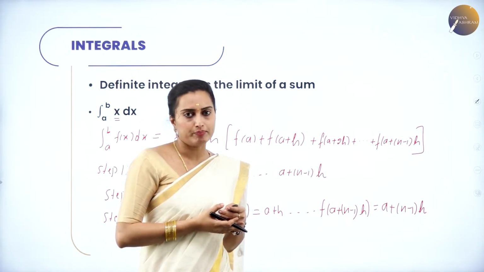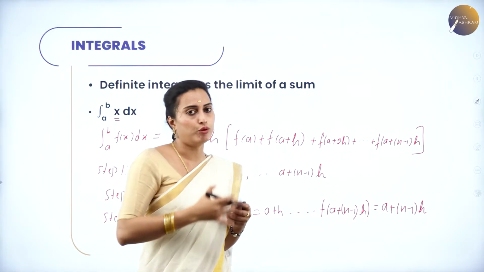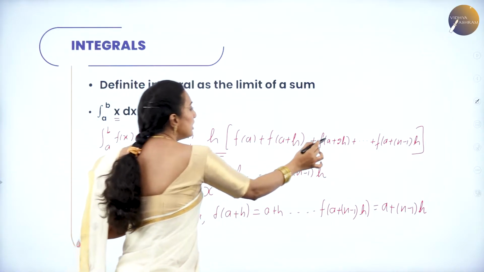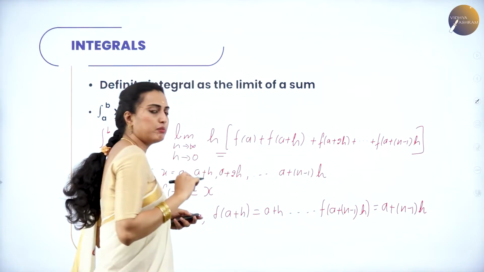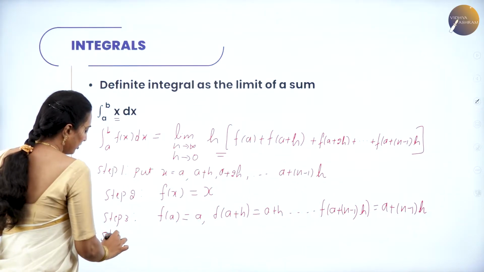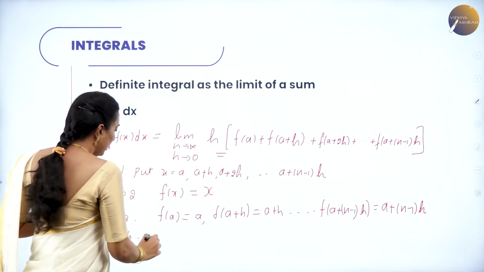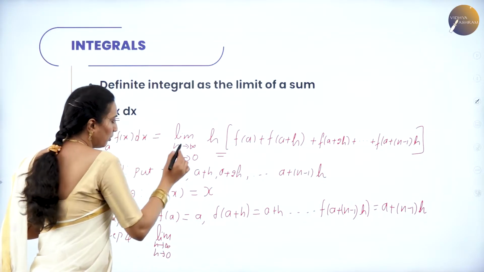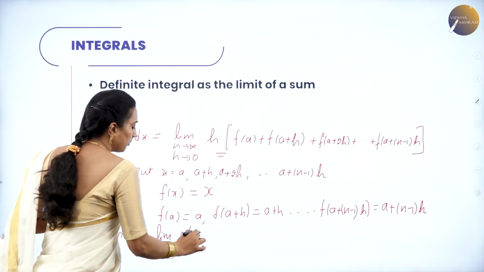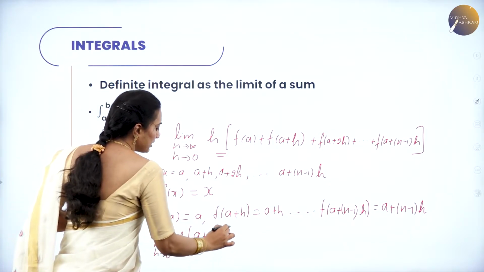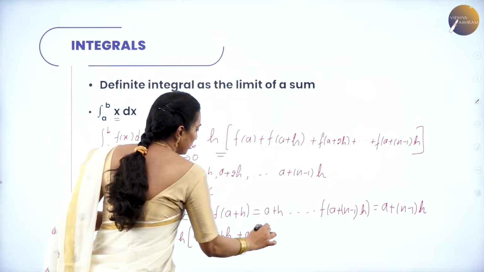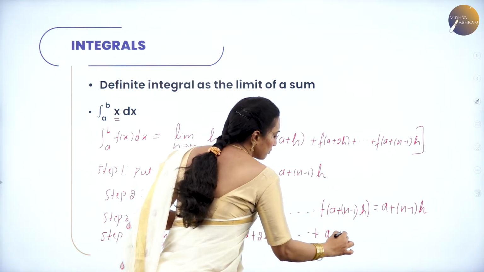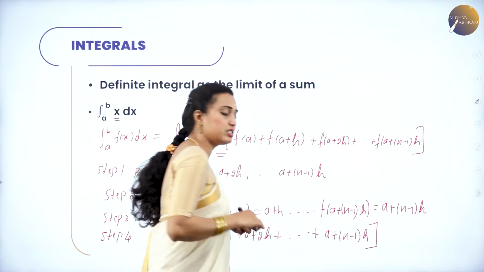Then what is step 4, madam? Step 4 is nothing but you are going to substitute in the formula. So what is the formula? This is the formula. Substitute f of a, substitute f of a plus h, substitute f of a plus 2h, substitute f of a plus n minus 1 into h. So that is step 4. Step 4 is equal to limit as n tends to infinity, h tending to 0, h into f of a is nothing but a, f of a plus h is nothing but a plus h only, f of a plus 2h is a plus 2h only, plus etc. plus f of a plus n minus 1 into h is a plus n minus 1 into h only. I hope you got this step, dears.